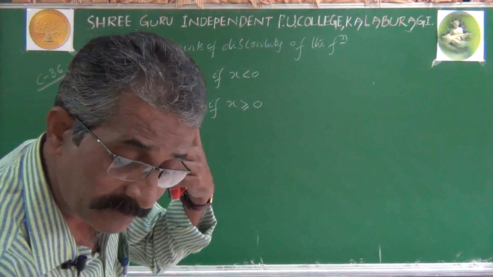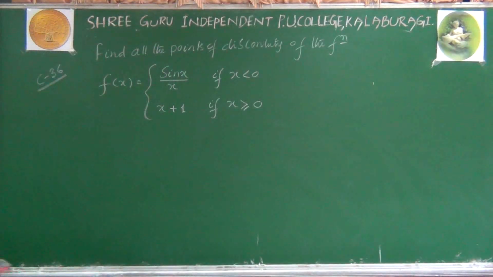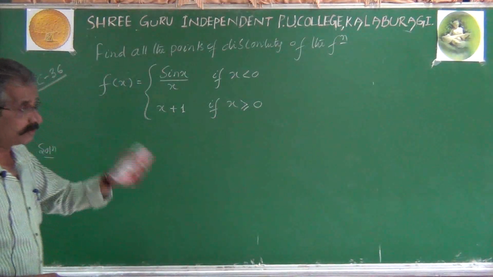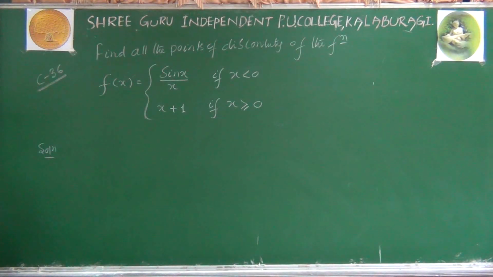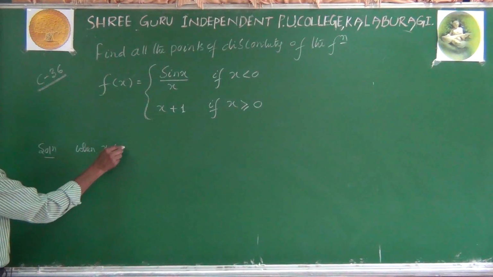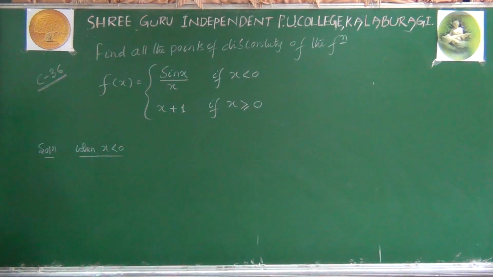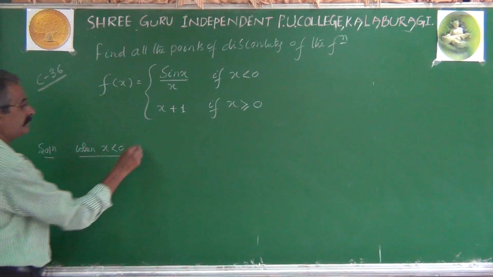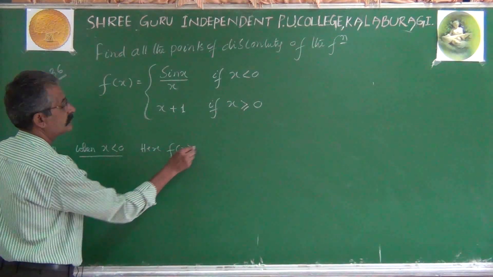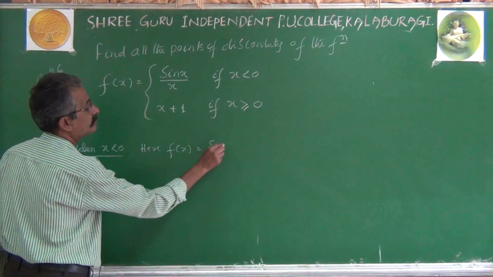Next, write the solution. We shall analyze for x negative, for x positive, and at x equal to 0, the possibility of points of discontinuity. When x less than 0, here f of x equal to sin x divided by x.